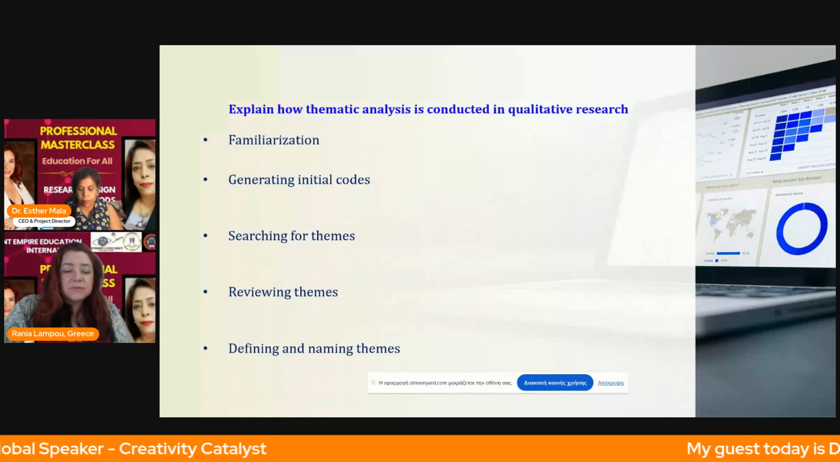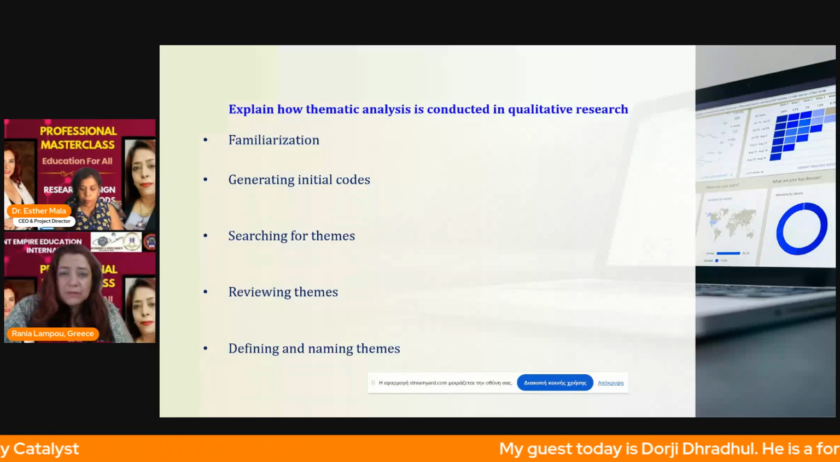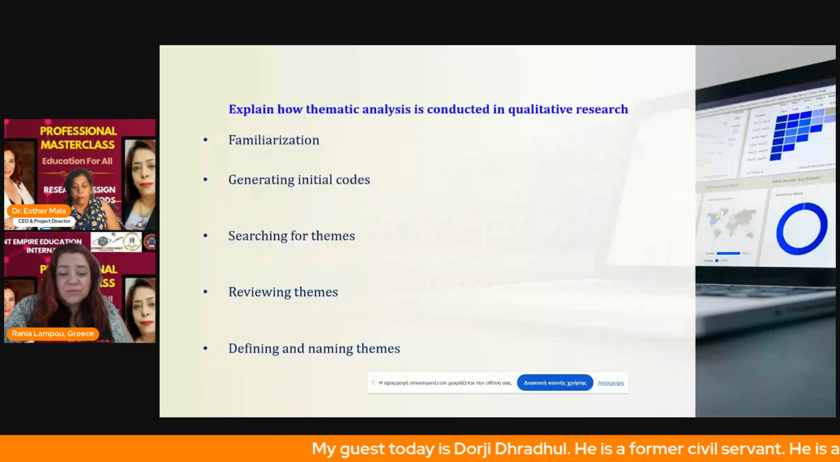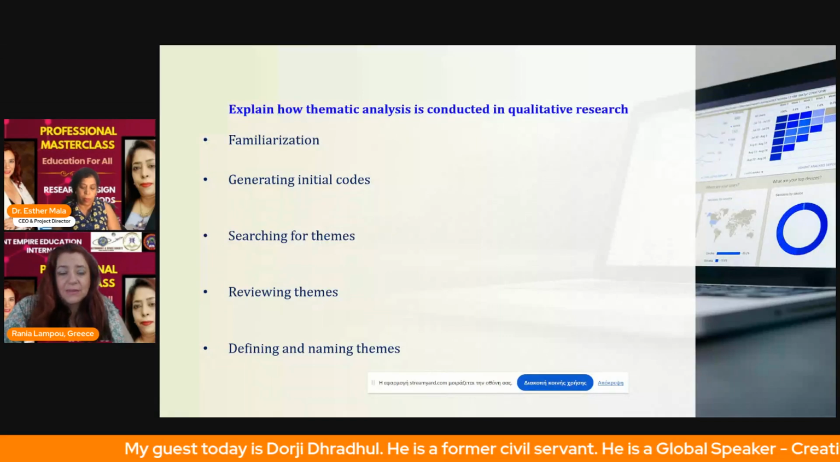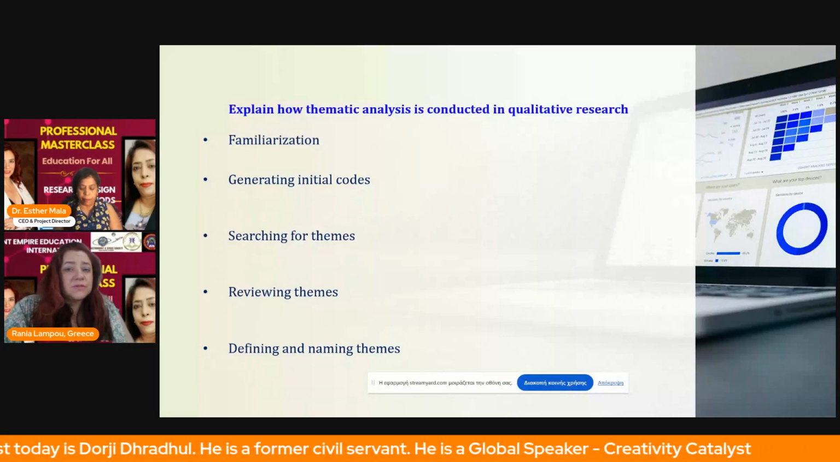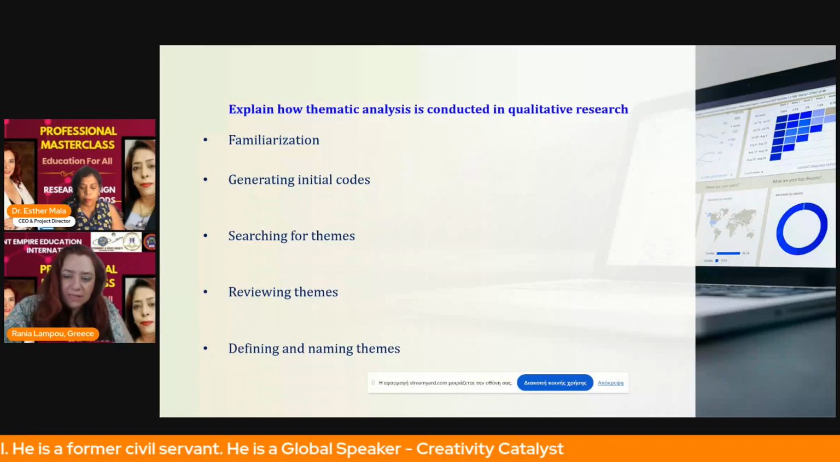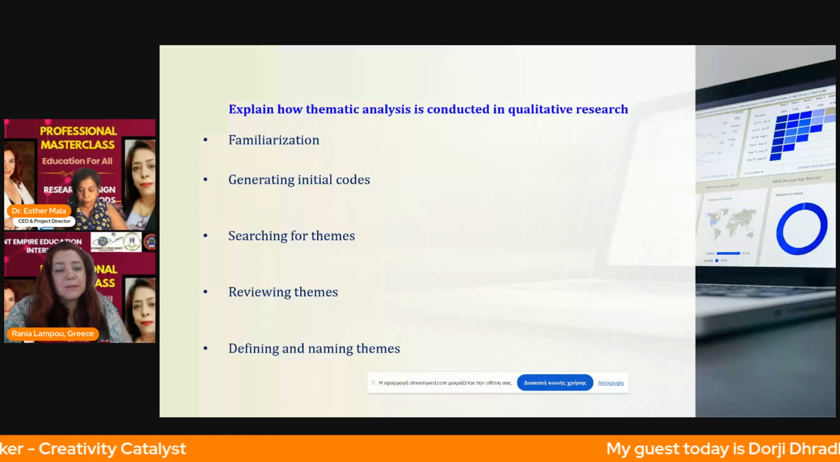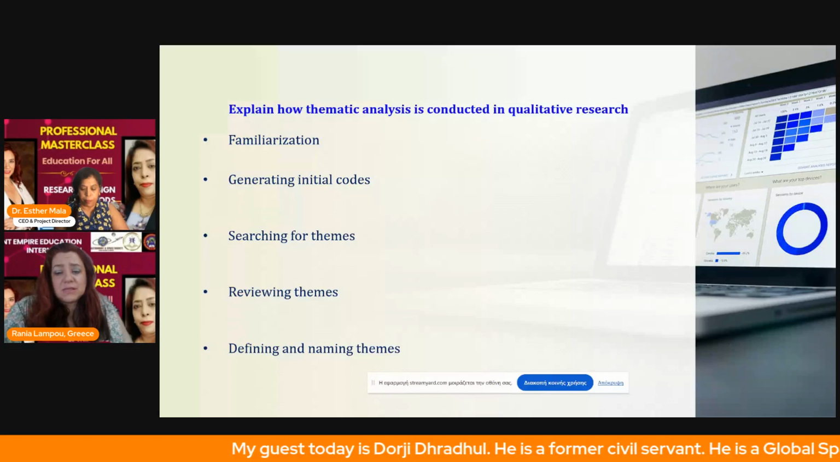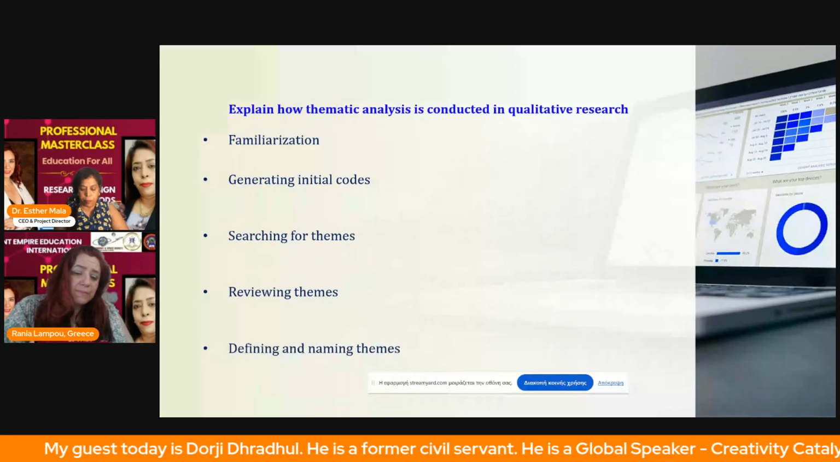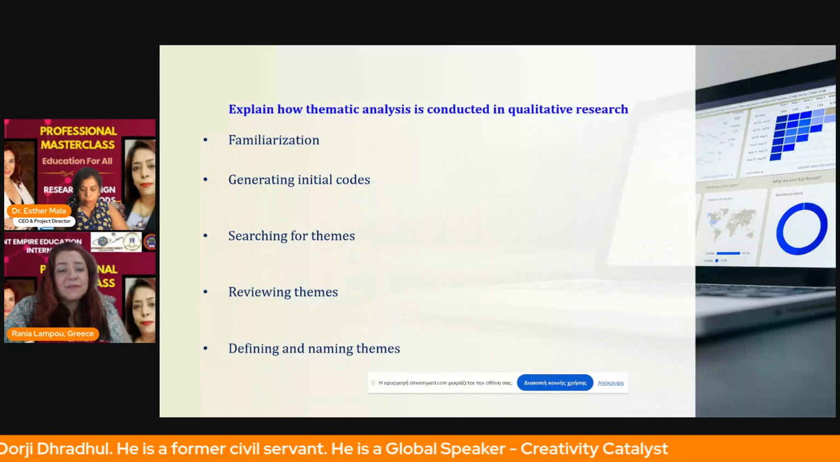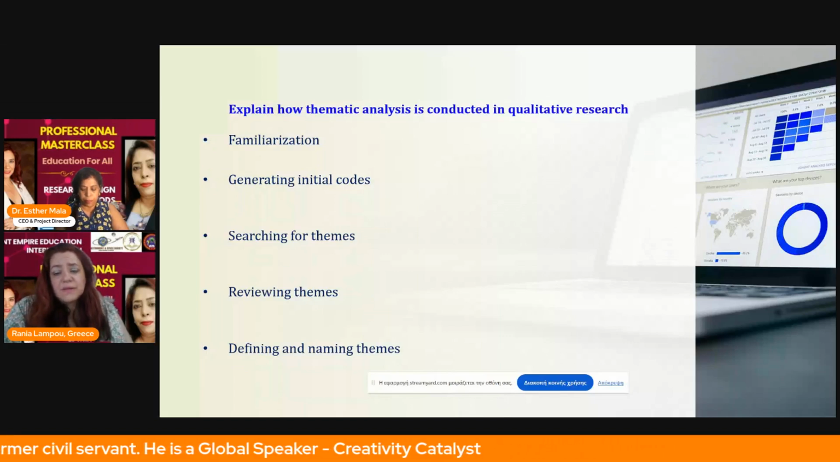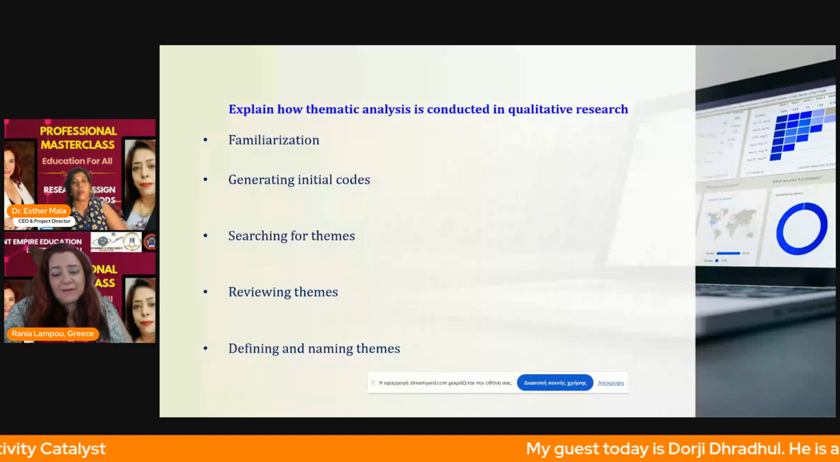Then we search for themes. The codes are grouped into broader categories or themes that capture significant patterns or ideas across the dataset. After that, we review the themes: the researcher checks if the themes accurately represent the data, refining or combining themes as needed to ensure coherence and distinctness. Defining and naming themes: each theme is clearly defined and given a concise name that reflects its essence. And finally, writing up. The researcher interprets the themes, illustrating them with codes or examples from the data, and explains how they relate to the research questions.